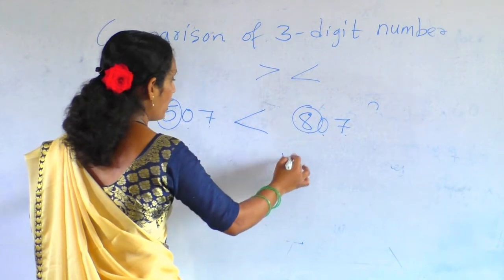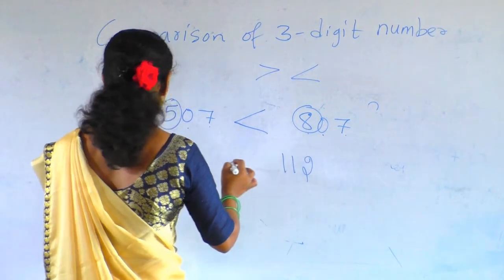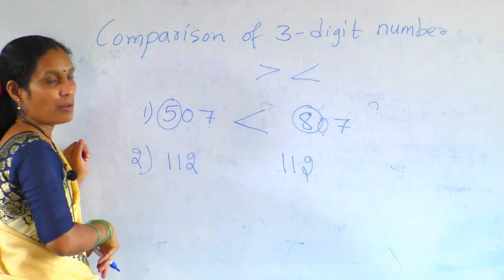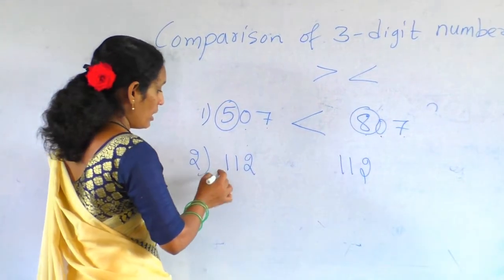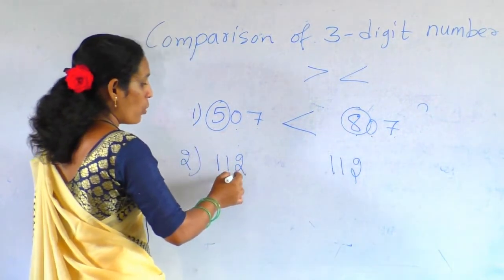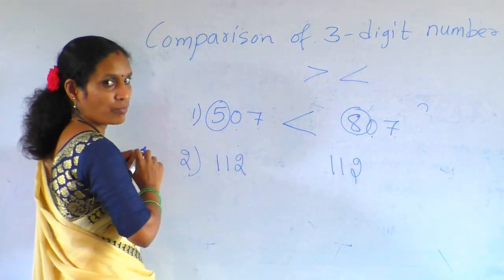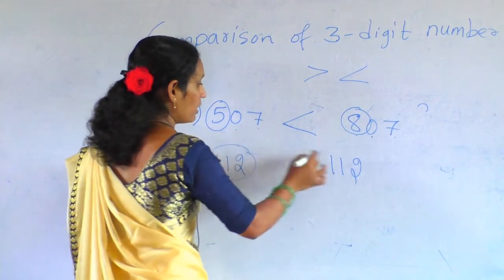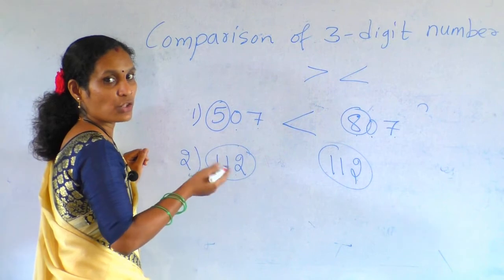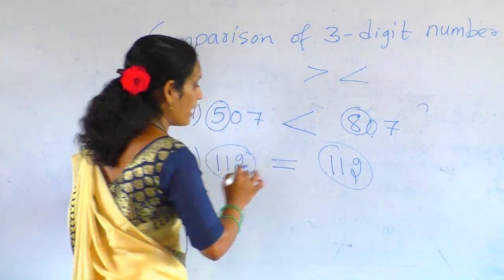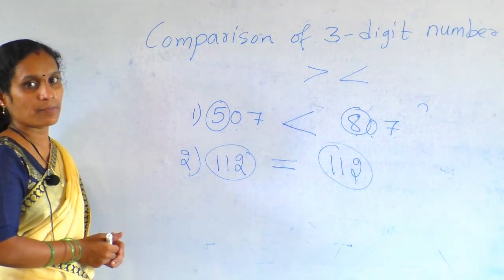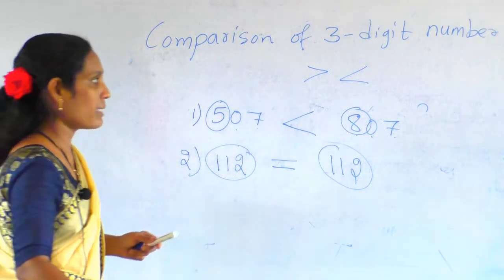Now take the next example, 112 and 112. How are we writing here? Compare the 3-digit numbers and put a sign. Hundreds place is also 1 and 1. Tens place is also 1 and 1. Ones place is also 2 and 2. So both the numbers are the same. Same means we should put the equal sign. Another example I will show you.